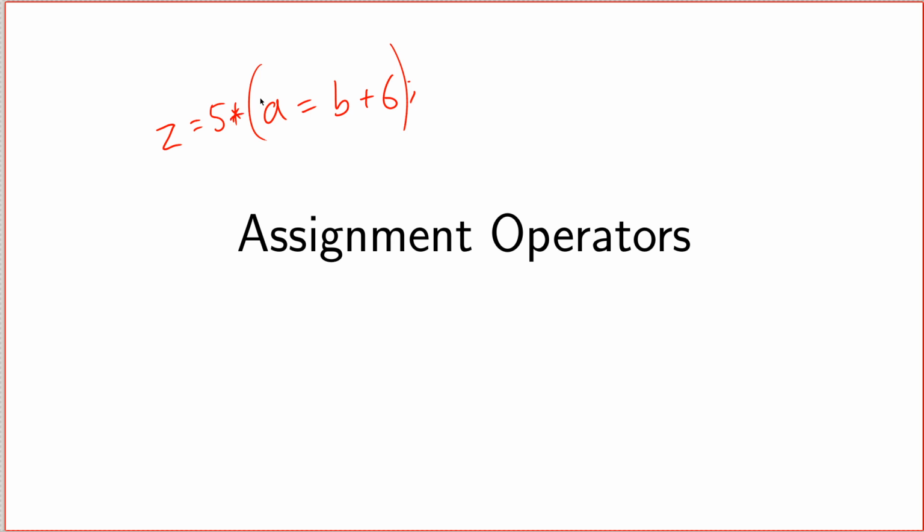Z equals 5 times and then an assignment. And so what we have to think about is not only what does the assignment operator do on the side, I mean in this case this assignment operator sets a to a value, but if I use the assignment operator like I would use any other operator in an expression, what is produced as the result?